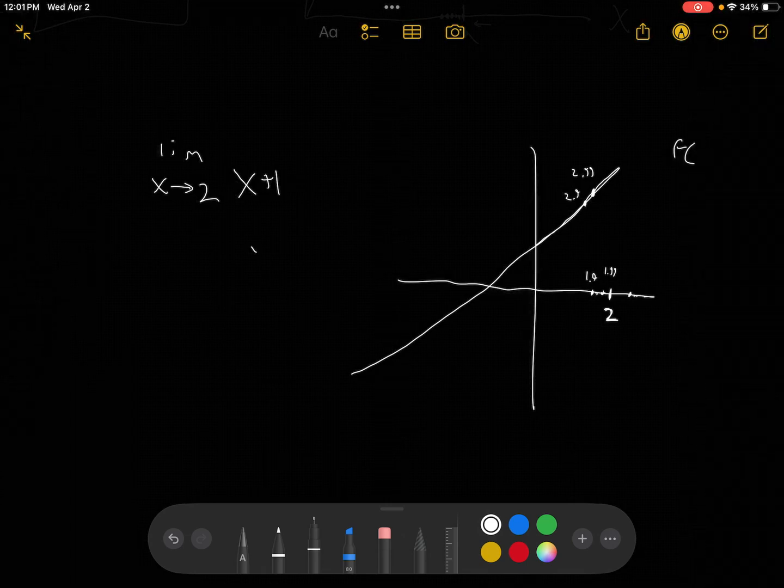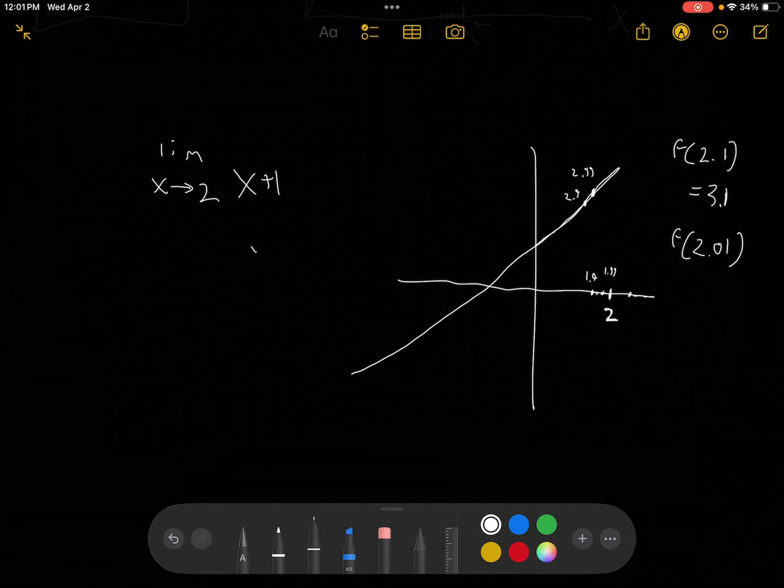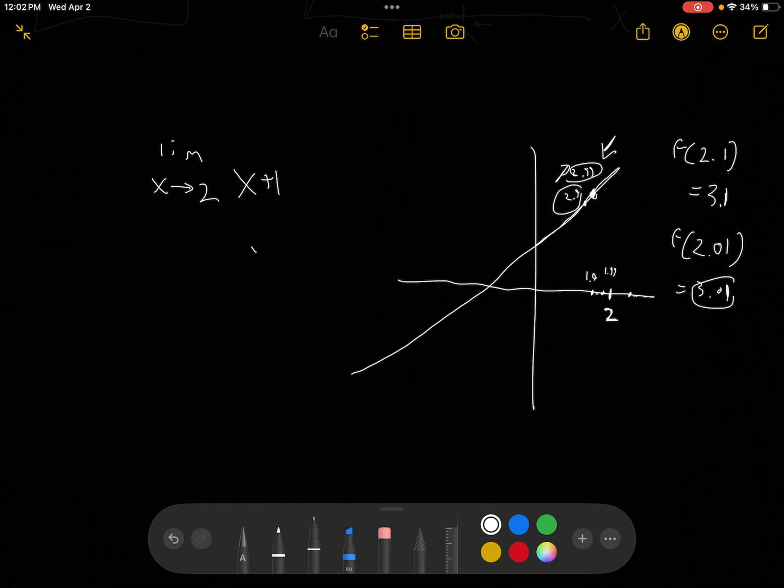And same with the other side. If we take f of 2.1, this is going to be 3.1, and then we take f of 2.01, this is going to be 3.01. So on both the left-hand side and the right-hand side, these numbers seem to be getting closer and closer to 3. So we say that this limit equals 3.